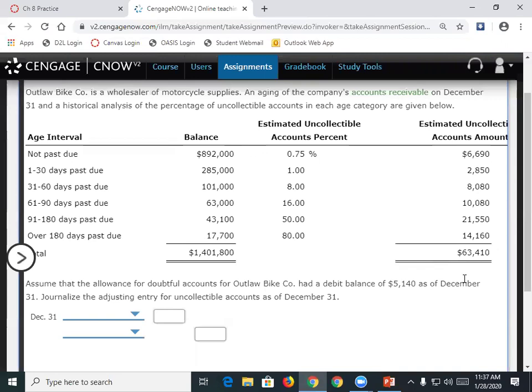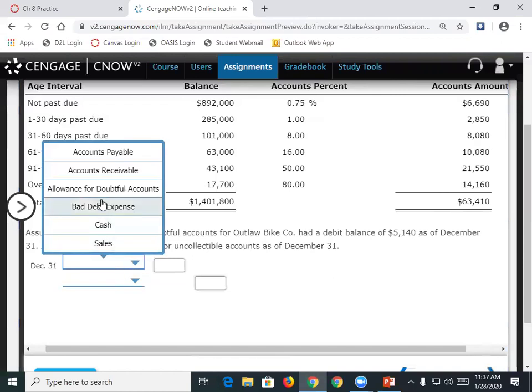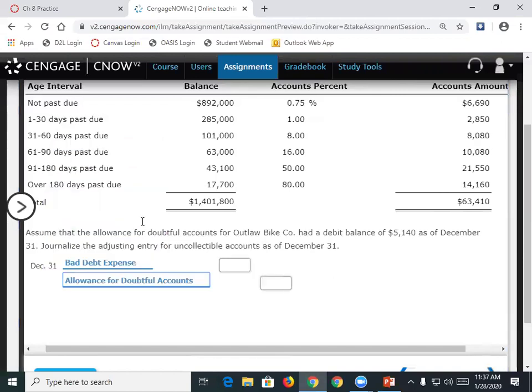So what is my adjusting entry amount? $68,550. Perfect. Okay. So in this case, we had a debit balance, so we added our desired ending balance plus the existing debit balance. And then what's my journal entry accounts? Same as before. Very good. We're going to debit bad debt expense and credit allowance for doubtful accounts, $68,550. Okay.